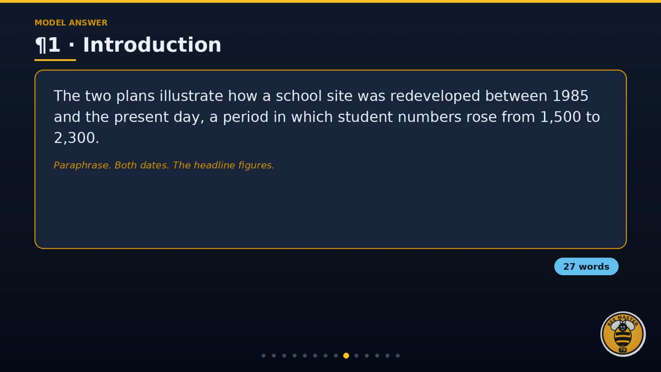Paragraph 1. The two plans illustrate how a school site was redeveloped between 1985 and the present day, a period in which student numbers rose from 1,500 to 2,300.